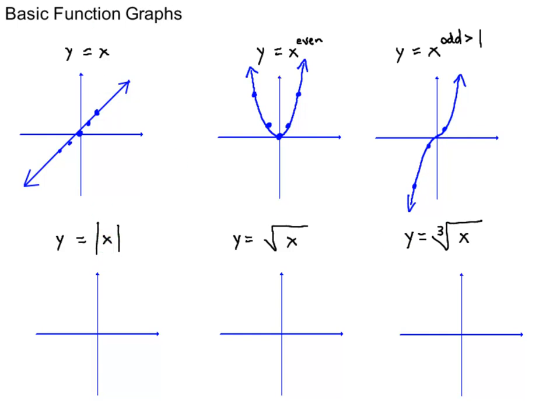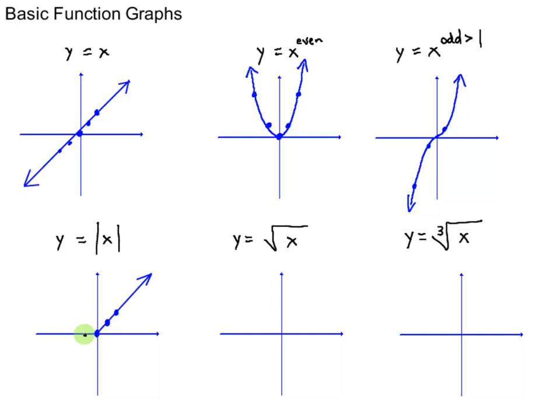Absolute value of x. If x is 0, the absolute value of 0 is the y, so you get 0, 0. If x is 1, y is the absolute value of 1. If x is 2, y is the absolute value of 2, etc. And you can see that the right side of this graph looks just like the graph of y equals x, because when x is positive, y does equal x. The difference is when x is negative.